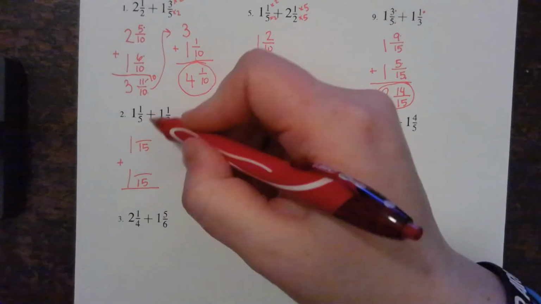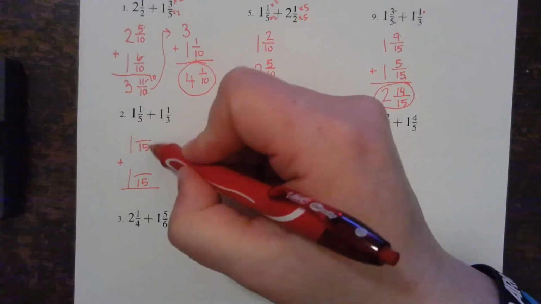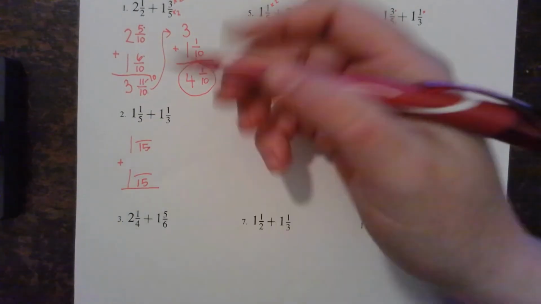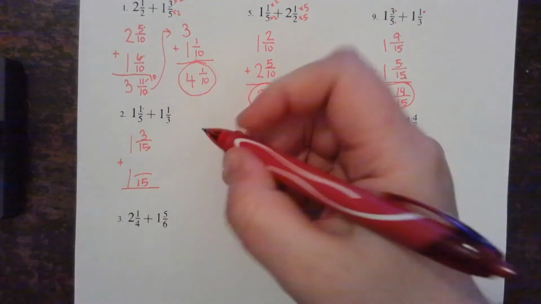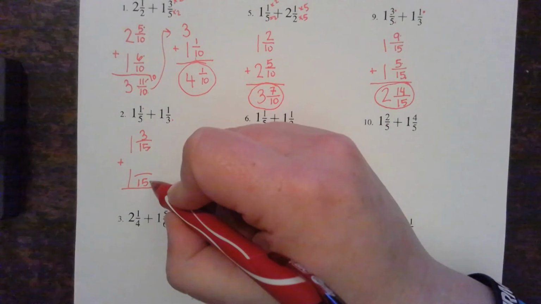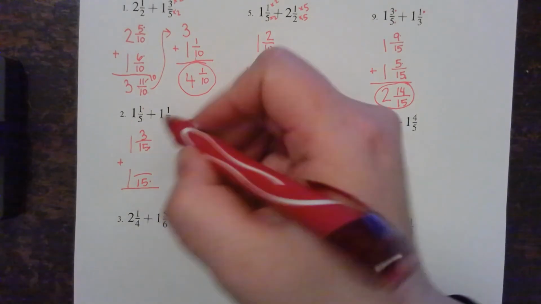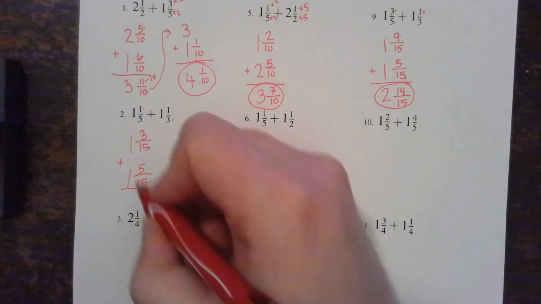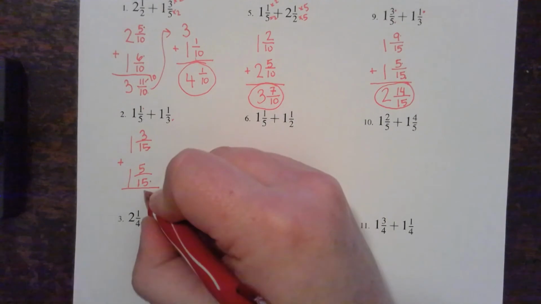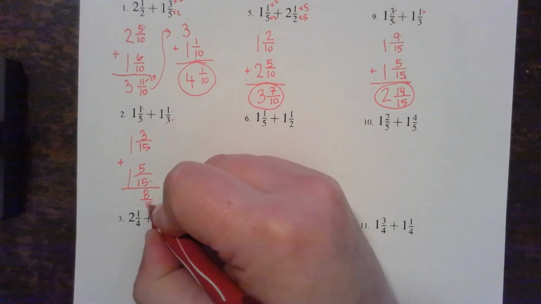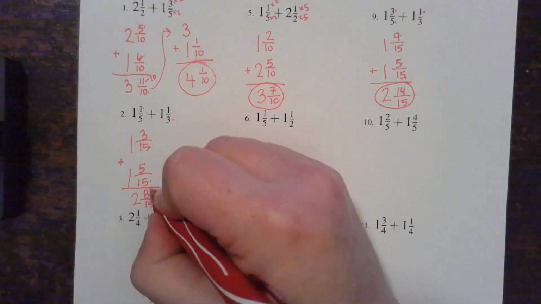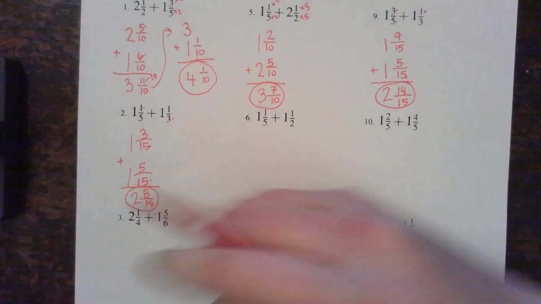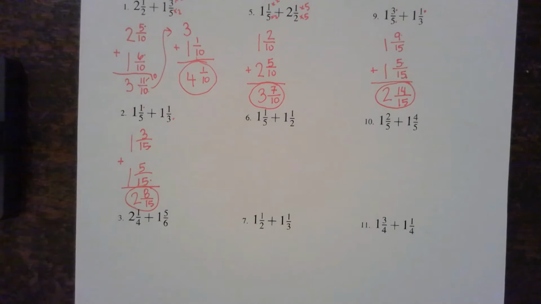Okay. So what times 5 gives me 15? And we should know it's 3. 3 times 1 is 3. What times 3 gives me 15? It's 5. And then 5 times 1 is 5. So 3 plus 5 is 8. And we can do this now because we have common denominators. 1 plus 1 is 2. So 2 and 8/15, which will not reduce to anything.